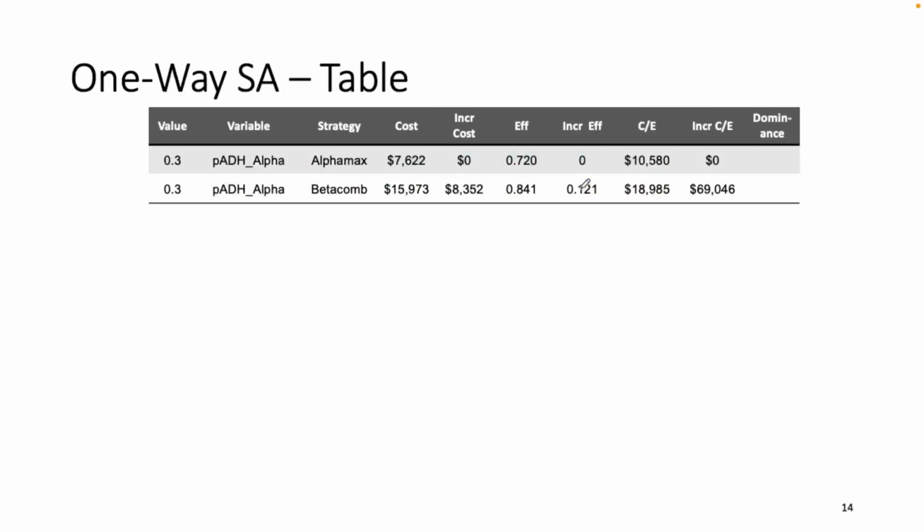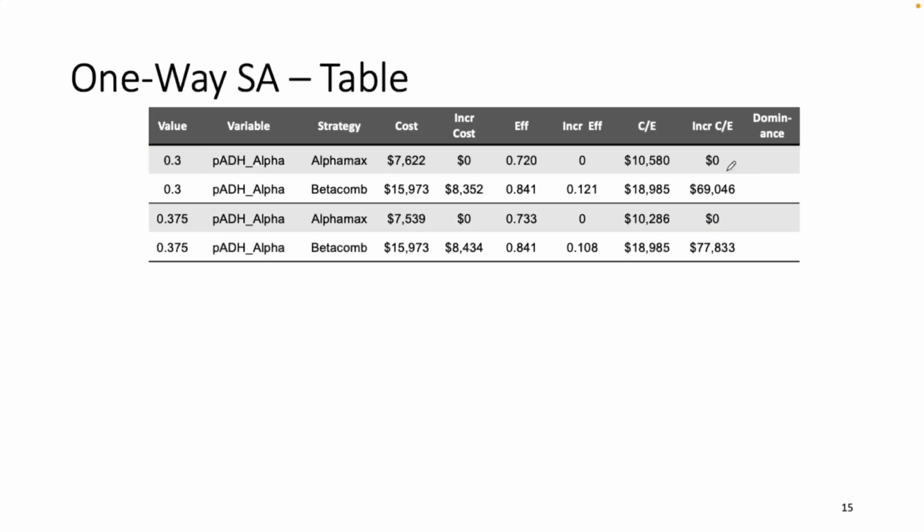This table is just showing you an example of doing that. So to orient you, we have the value or the parameter that's going to go into the model. In this case, it's the probability of being adherent to Alphamax. So we're going to start with a probability of 0.3. There's two rows because we're looking at both of the different strategies. So this is the Alphamax strategy and the Betacom strategy. Now notice we're not actually varying anything with the Betacom strategy. It's still just looking at the probability of being adherent to Alphamax. That's the only thing we're changing. And then we record the cost, the incremental cost, the effectiveness, the incremental effectiveness, and come up with an ICER.